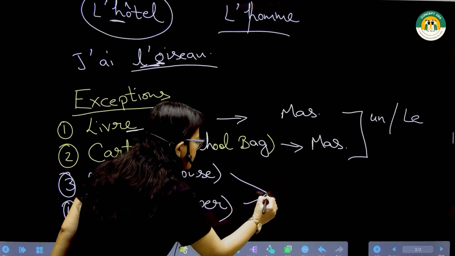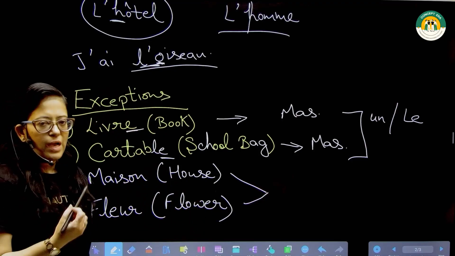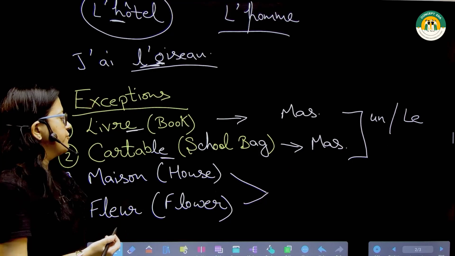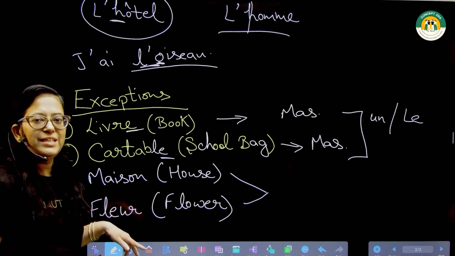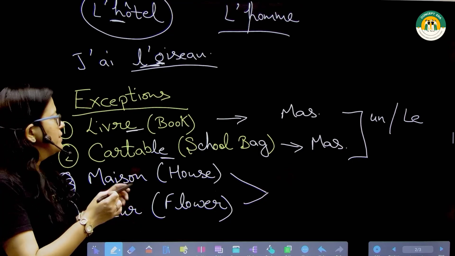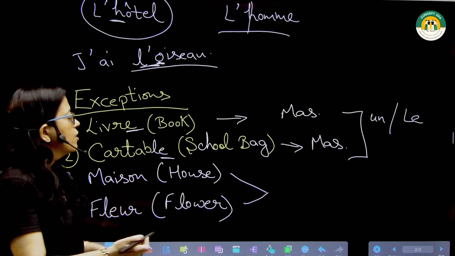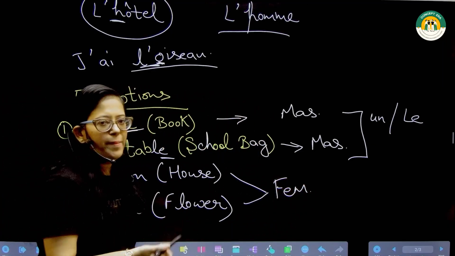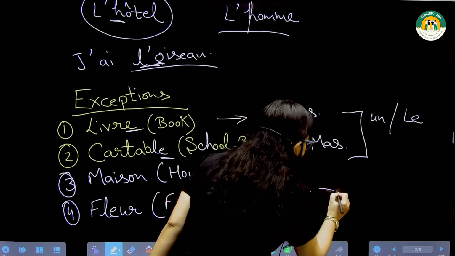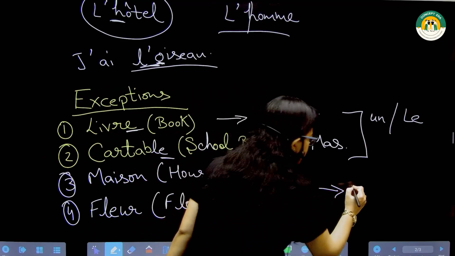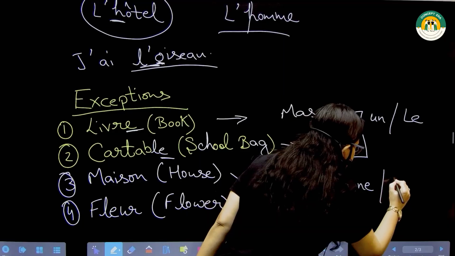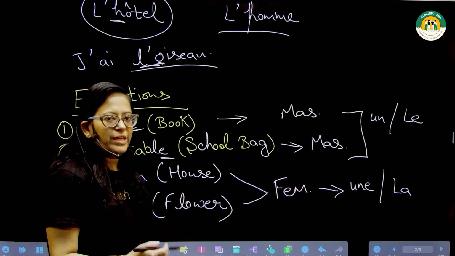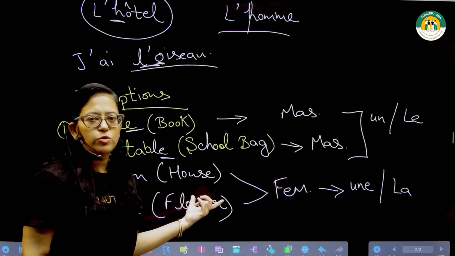Next one is house, maison, and fleur. Fleur is flower. So maison and fleur, these are not ending with E, but these are exceptional words. These are feminine words. So both of these words are feminine. So we have to write une, la with them. We can remember it like maison, house.